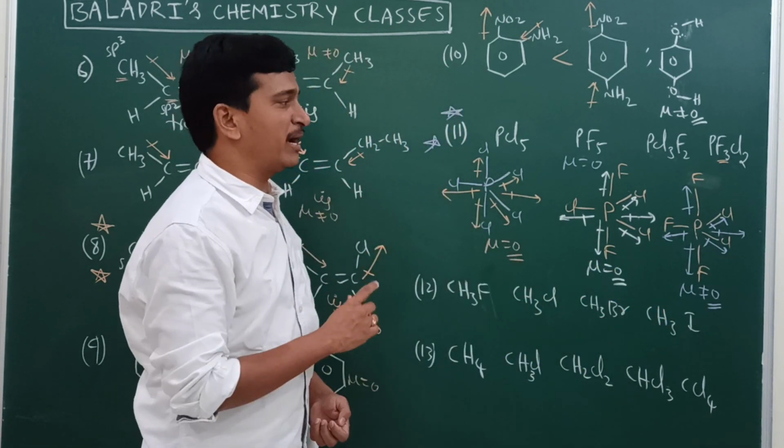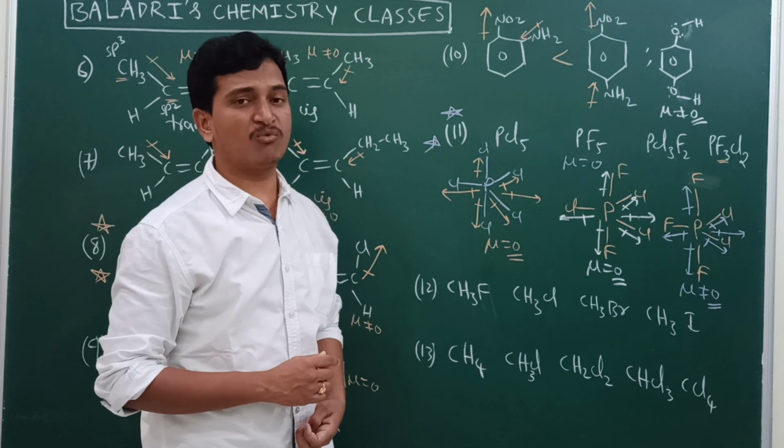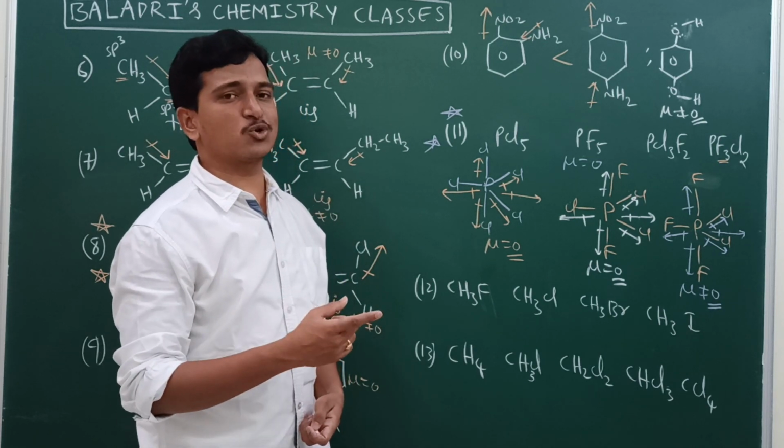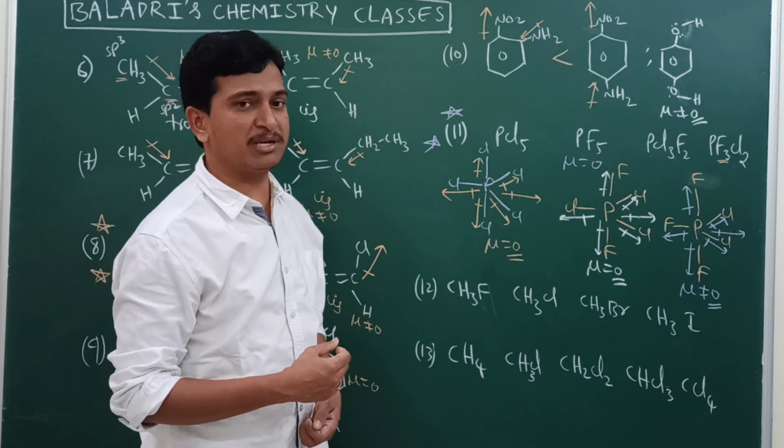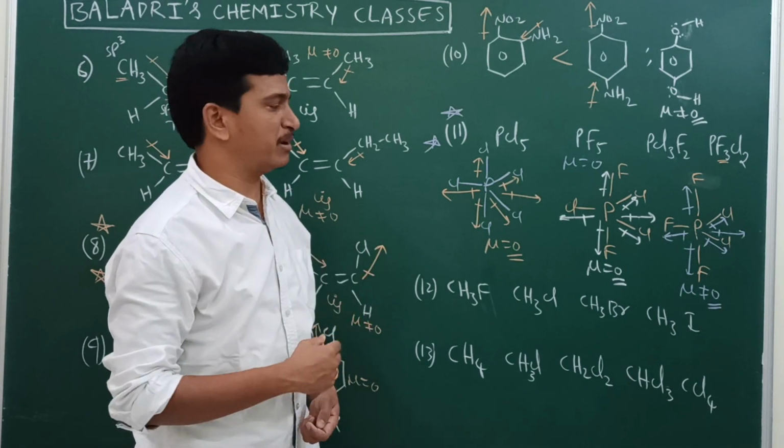Like this, we need to follow the Bent rule. What does the Bent rule say? The more electronegative element must be in the axial position. The more electronegative element must be in the axial position in trigonal bipyramidal geometry.